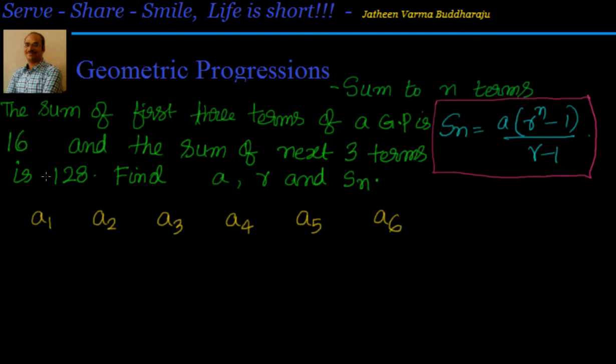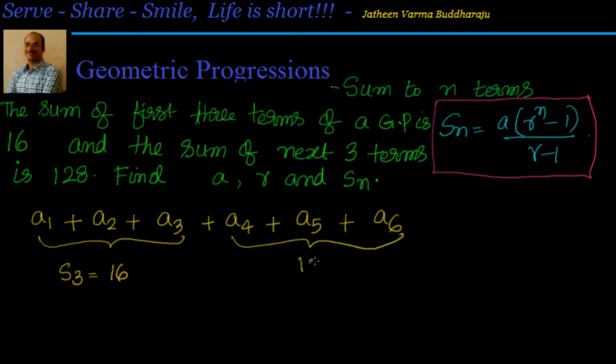Sum of first three terms of GP is 16. Now what is the sum of first three terms? It is nothing but equal to S3. Will you agree with me? So we have been given that S3 is equal to 16. That is fine. What else we have been given? We have been given that the sum of next three terms is 128. That means these three terms add up to 128. Now how can I write this in terms of Sn?